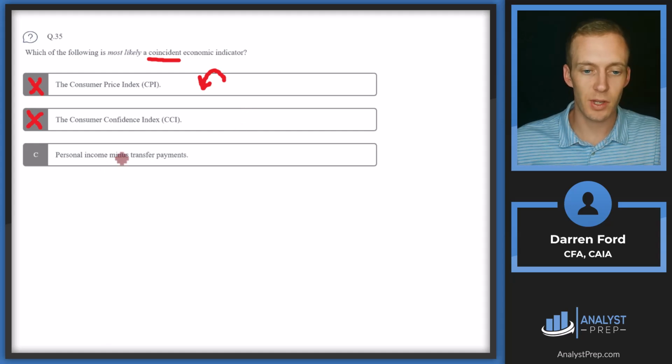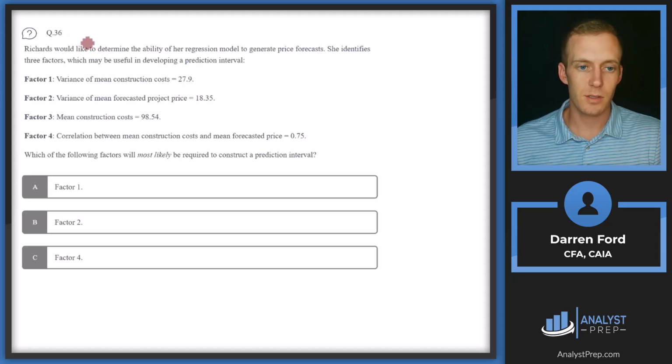And then C, personal income minus transfer payments. This is going to be real-time data, which is what we're looking at for a coincident economic indicator. It's going to show how much money people are earning today, which can tell us in real time if people are earning more money, they'll probably be spending more economic activity. Answer C.